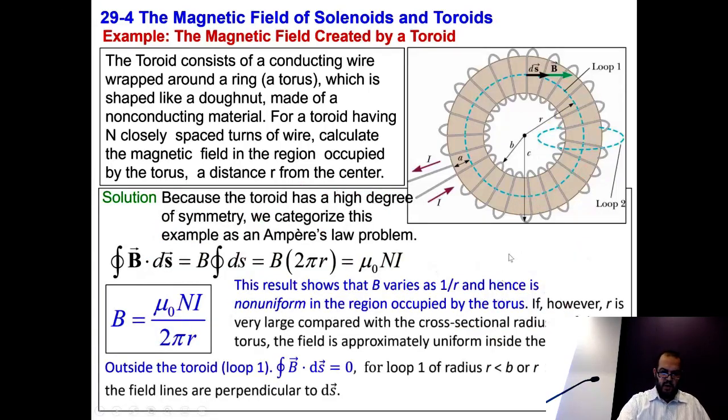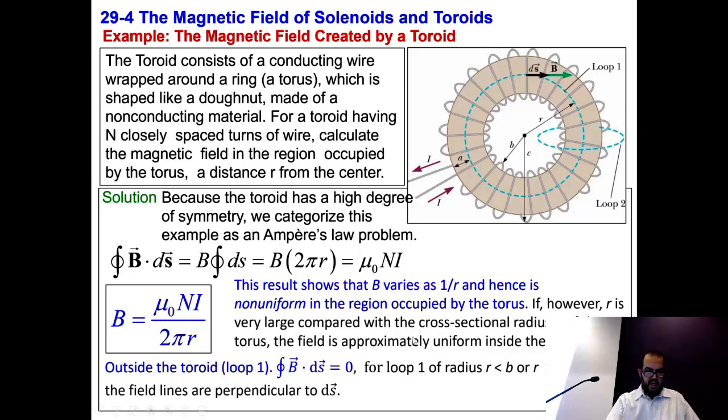Okay, so this is the equation. Notice this result shows that B varies as 1 over R and hence is non-uniform in the region occupied by the torus. If, however, R is very large compared to the cross-section radius A of the torus, the field is approximately uniform. So they're saying if this part is very small compared to the radius of the toroid, it becomes almost uniform.